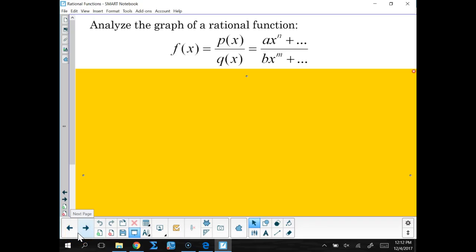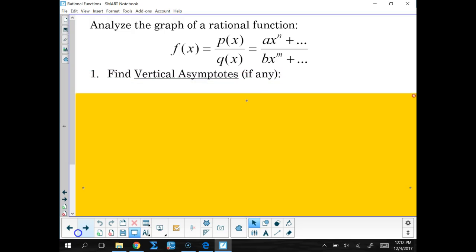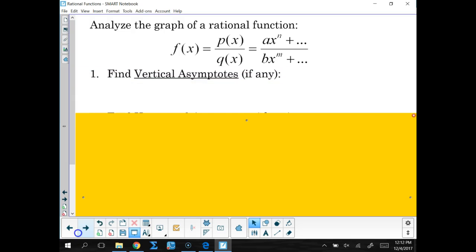I said I want to get to some graphs today. But refresh my memory. What's the very first thing that I have to do in order to graph? The domain. And vertical asymptotes. Okay? So how do I go about doing that? Set the denominator equal to 0.